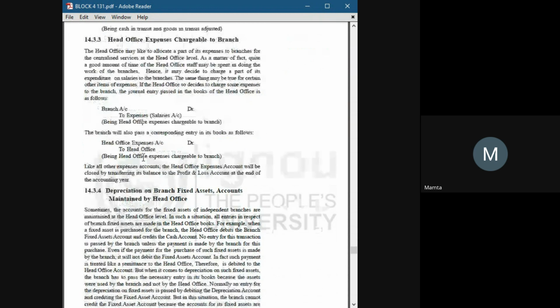And the entry for the same would have been like branch account debit to expenses or salaries account, being head office expense chargeable to branch. And the branch will also pass a correspondence entry in its books like head office expenses account debit to head office. Ultimately, the money is coming through the head office only. So the entry would be head office expenses account debit to head office.